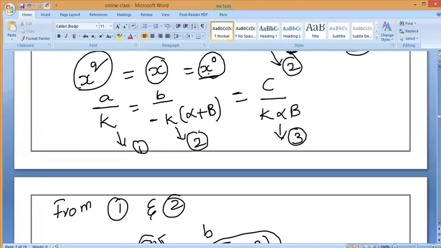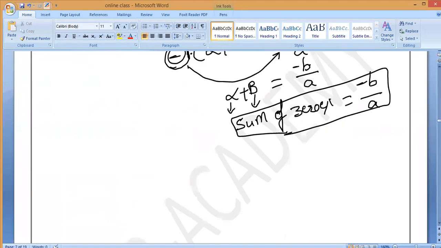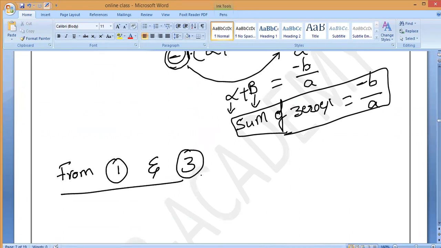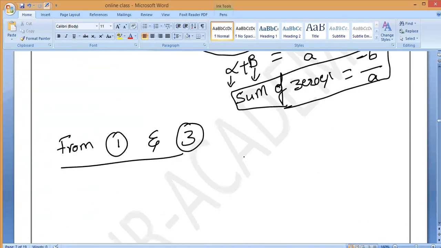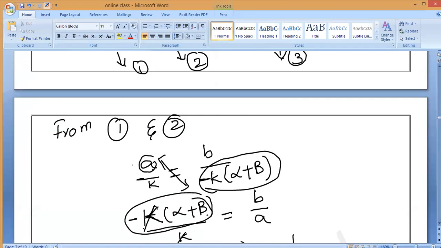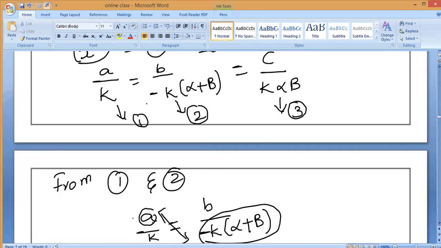Next, compare 1 and 3 ratios. All of you compare yourself and tell me. From 1 and 3 you will get alpha into beta. What is that relation? Find it and tell me. Compare 1 and 3. What is first ratio? A by k. Alpha beta is equal to c by a. Alpha beta is equal to c by a.